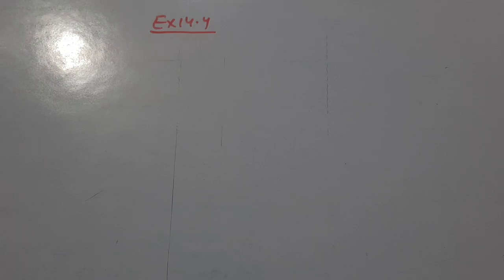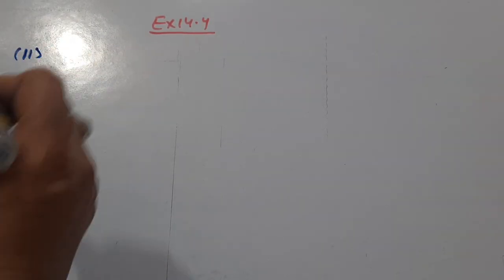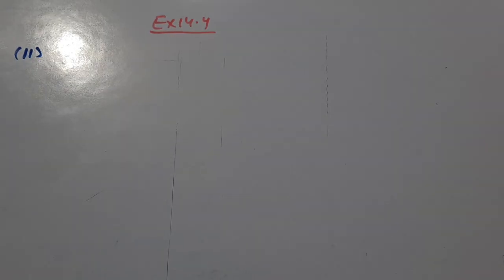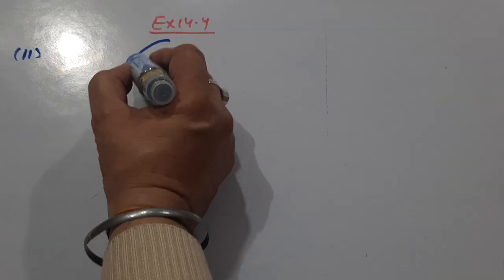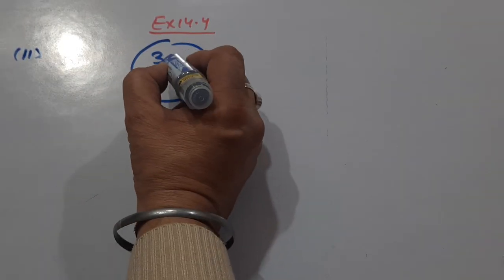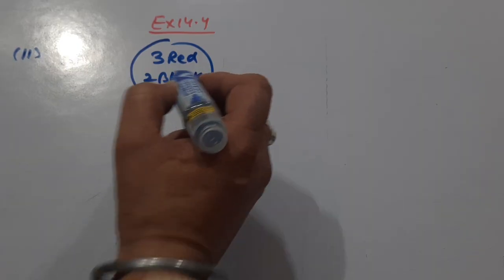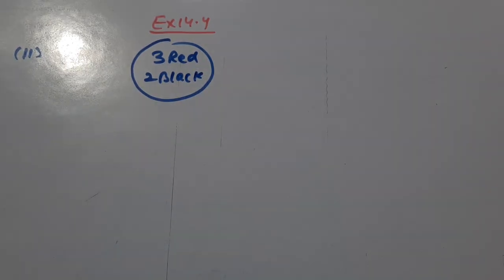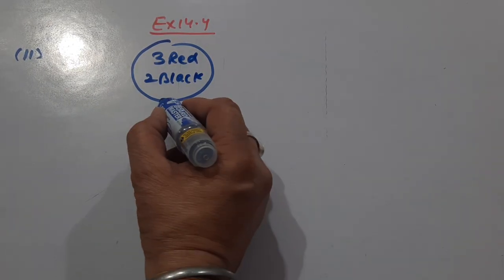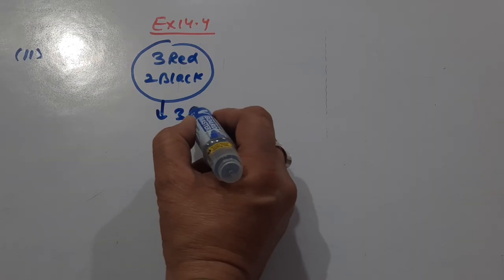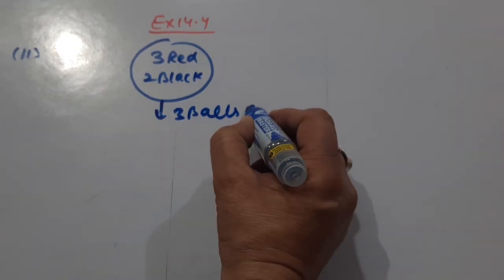Now students, let us start with sum number 11 of exercise 14.4. There are 3 red and 2 black balls in a bag. 3 balls are taken at random. Now from this bag, 3 balls are drawn.